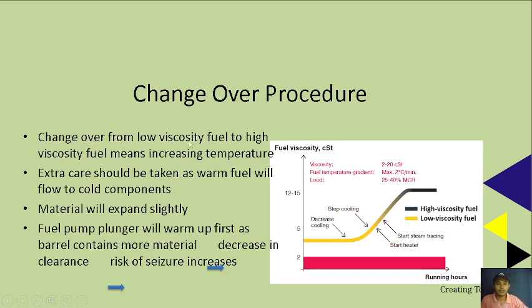Okay, so changeover from low viscosity fuel to high viscosity fuel means increasing temperature. If you increase the temperature, extra care should be taken as warm fuel will flow to cold components. So the material will expand slightly. The fuel pump plunger will warm up first as the barrel contains more material. So there is a decrease in clearance and the risk of seizure increases. So the fuel pump might be damaged.